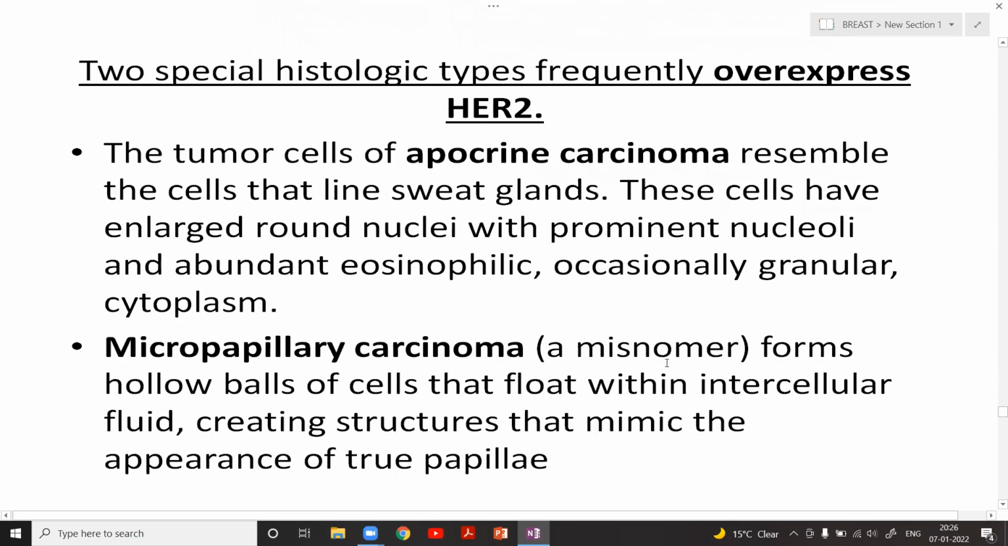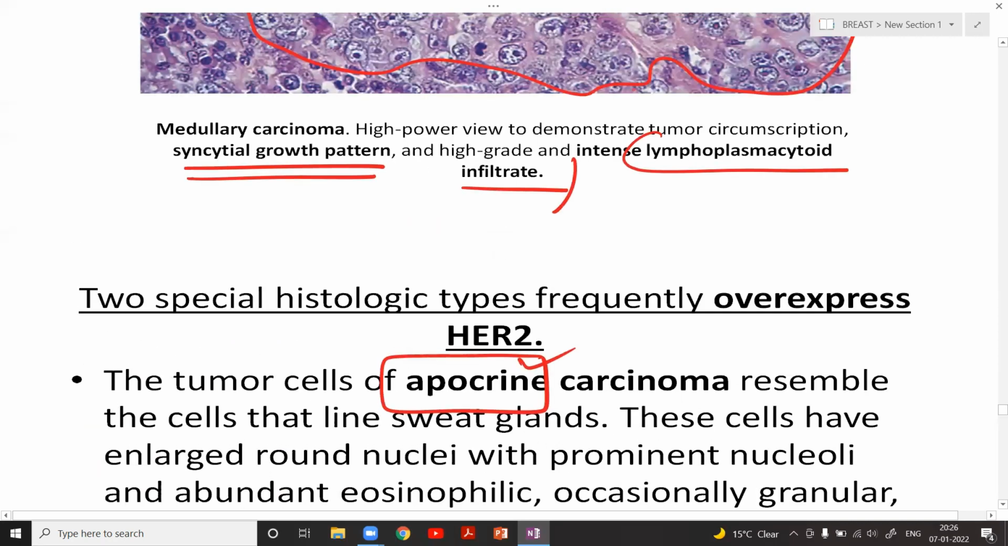Now there are two other histological types which frequently overexpress HER2. What are those? One is apocrine carcinoma, which is associated with HER2 overexpression, and one is micropapillary carcinoma, wherein you have the micropapillae, but you lack the fibrovascular cores. And apocrine, as you can appreciate, has cells with abundant eosinophilic cytoplasm. That is the apocrine cells.